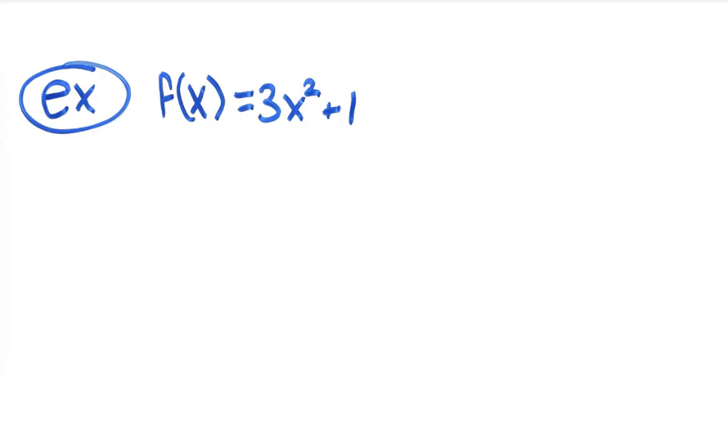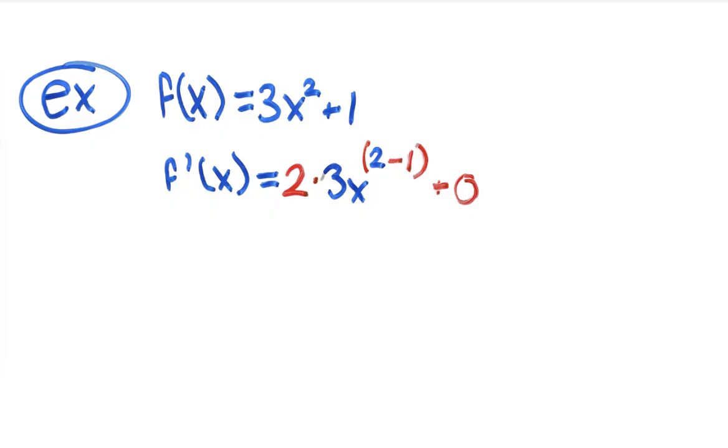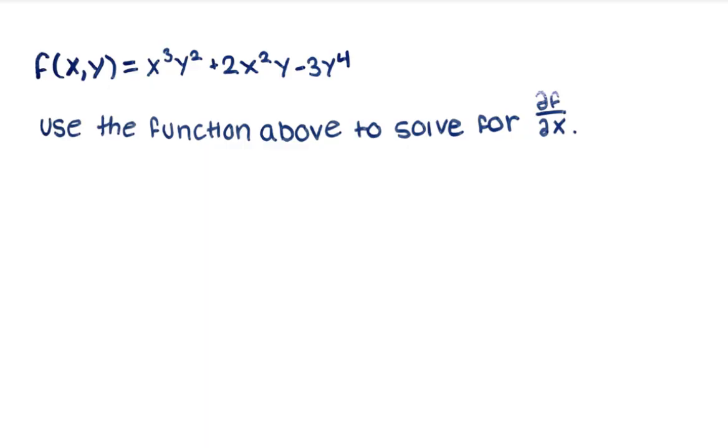So the equation we have here is f of x equals 3x squared plus 1, and we're going to find the derivative. So f prime of x equals 2 times 3x to the power of 2 minus 1, minus 0. So we got the 2 times 3x by bringing the 2 down, and then we subtracted 1, and the derivative of the 1, which is a constant, is 0. Once we simplify that, we get f prime of x equals 6x. Now that we have all that down, let's go back to our problem.